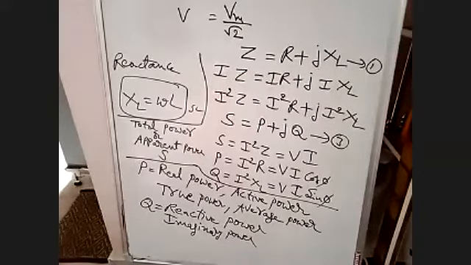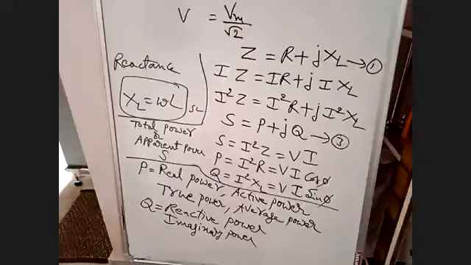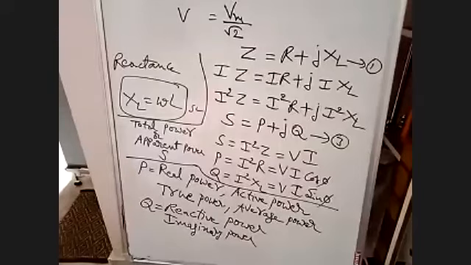Because in the Q formula, we have I square into XL, and XL is called reactance. That's why it is called reactive power. Due to reactance XL, we get the reactive power. But P, how do we get it? Due to resistance, we get real power P. And Q we get due to reactance XL. That's why it is called reactive power. And this is the imaginary part, that's why it is called imaginary power. Q is the imaginary part in equation 3.